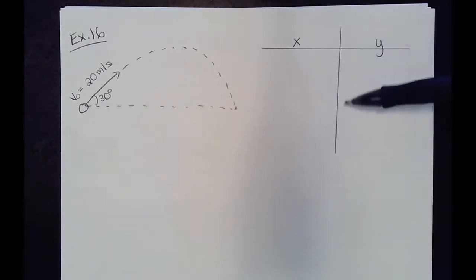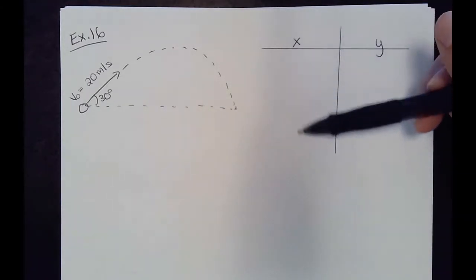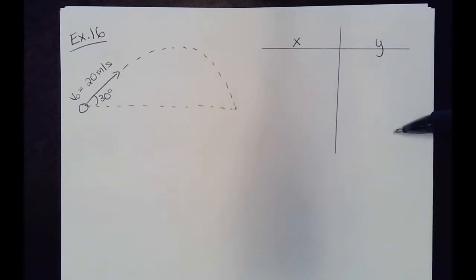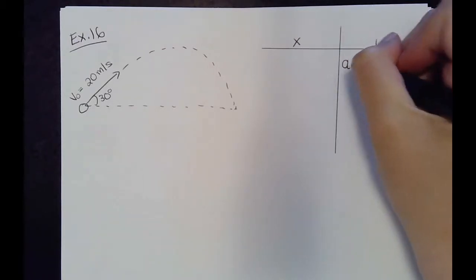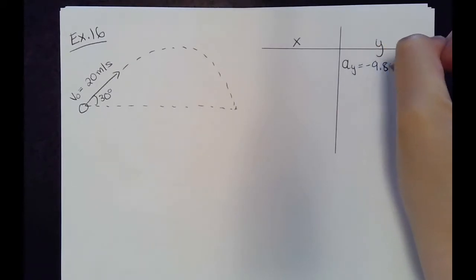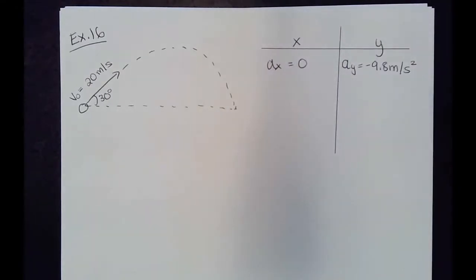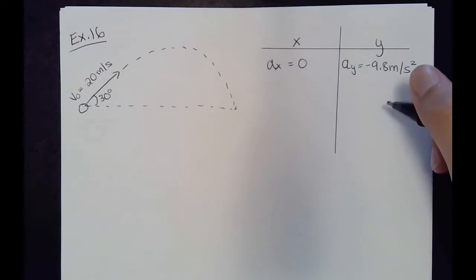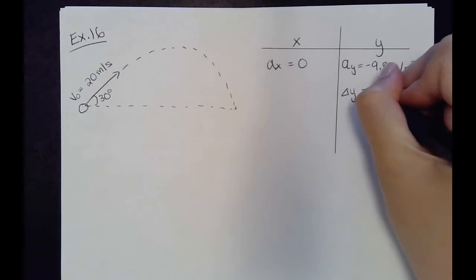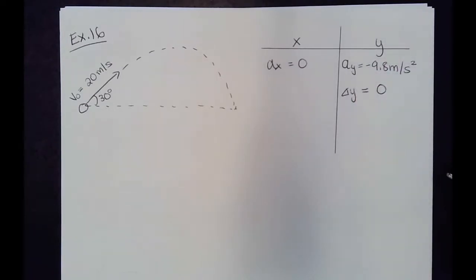Now I suggest making a chart just like this with our x information on one side and the y information on the other. And the very first thing you can always write in your chart for any projectile problem is the acceleration. So AY is negative 9.8 meters per second squared, and we know AX is going to be 0 since there's no horizontal acceleration. Then you can fill in the specific variables for your question. So one other thing we know is that delta y total is going to be 0. And we have the velocity, so we can find its components.